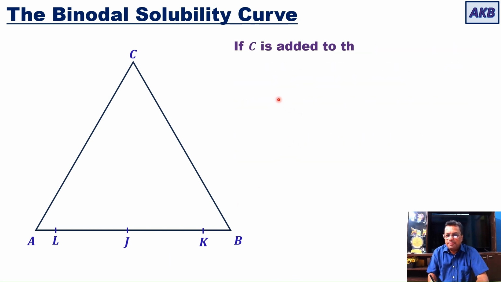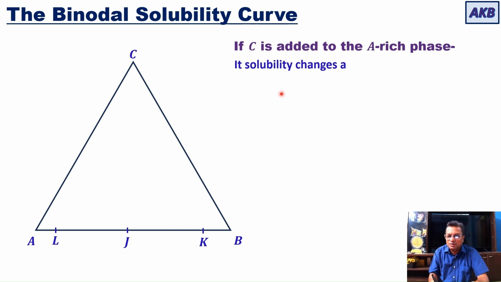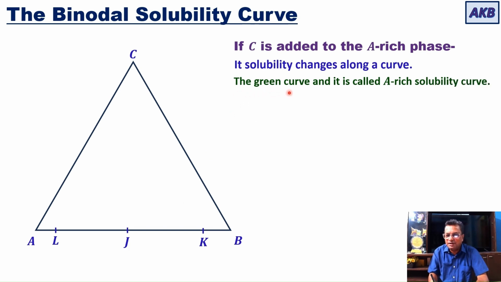Now let us consider a task where we are adding C to the A-rich phase. If C is added to the A-rich phase, what will happen? Its solubility changes along a curve. As you go on adding C to the A-rich phase, the solubility is going to change along a curve, and I am showing this curve in green color. That's why I am calling it the green curve, and we call that curve the A-rich solubility curve. So you will be getting a curve.